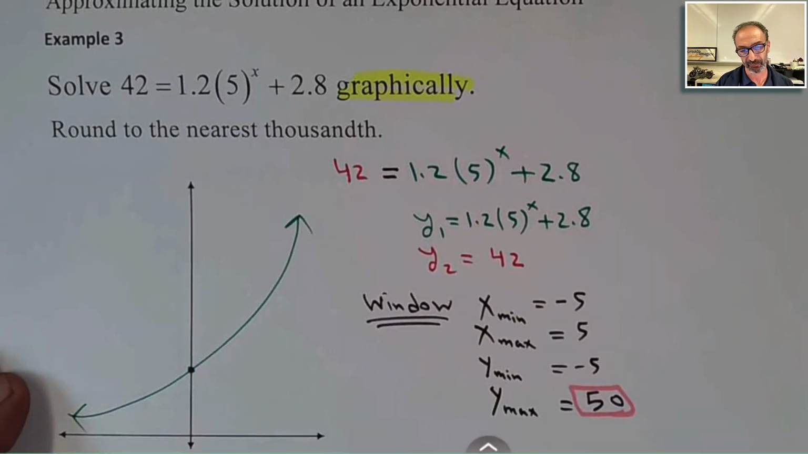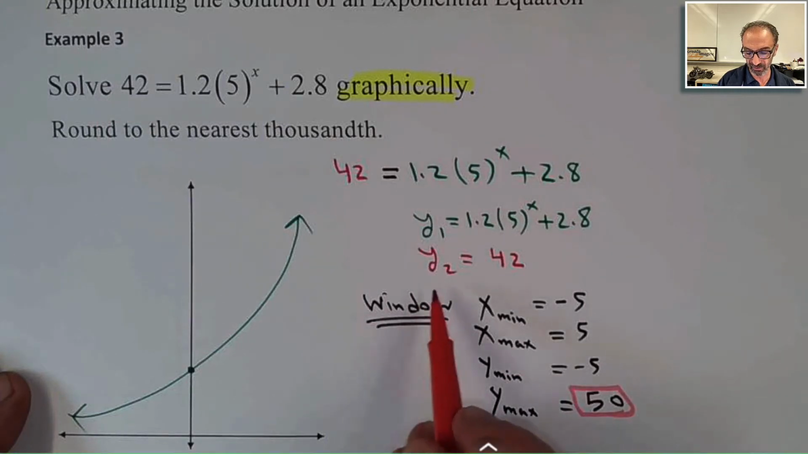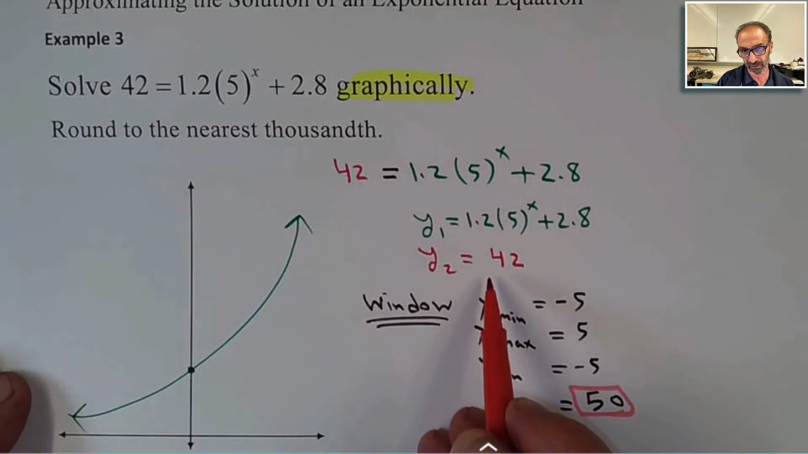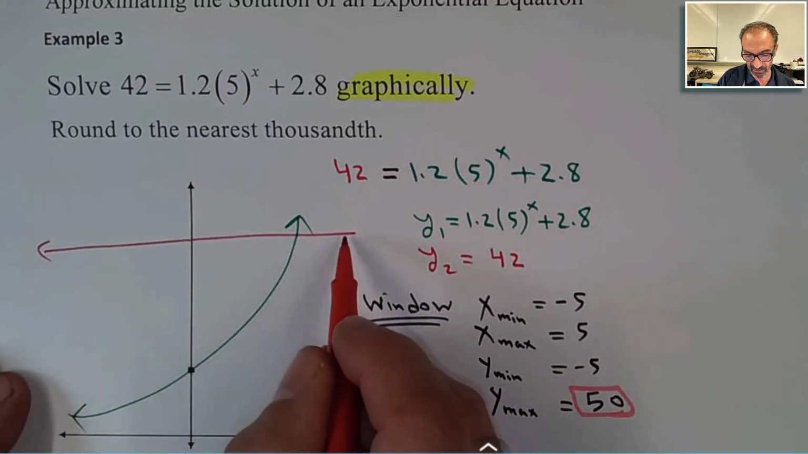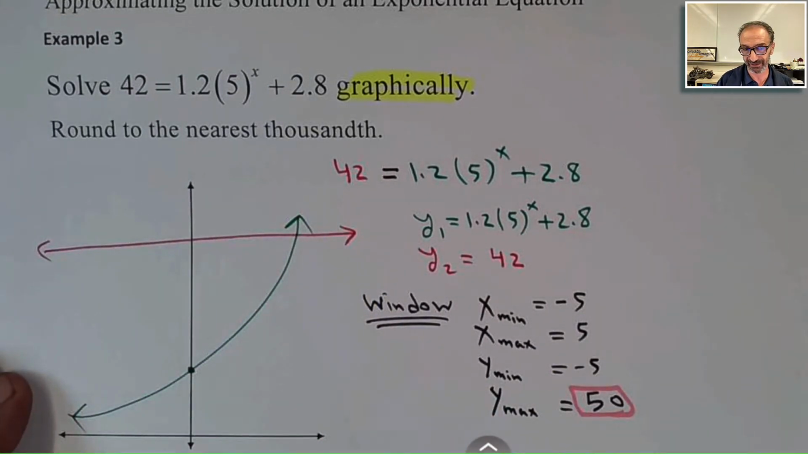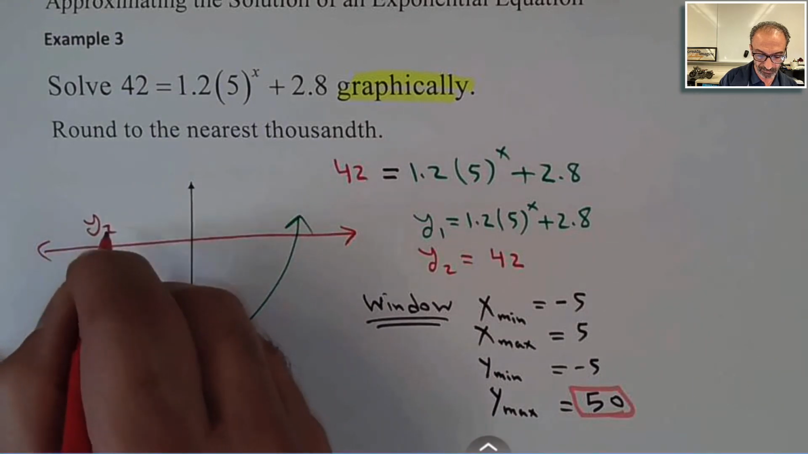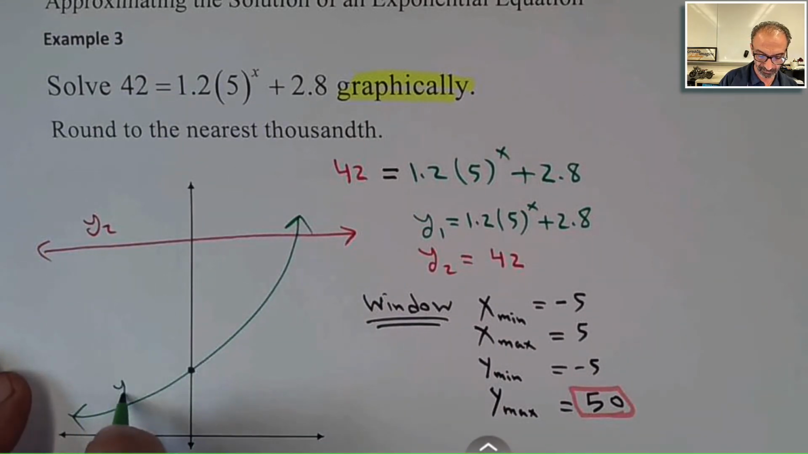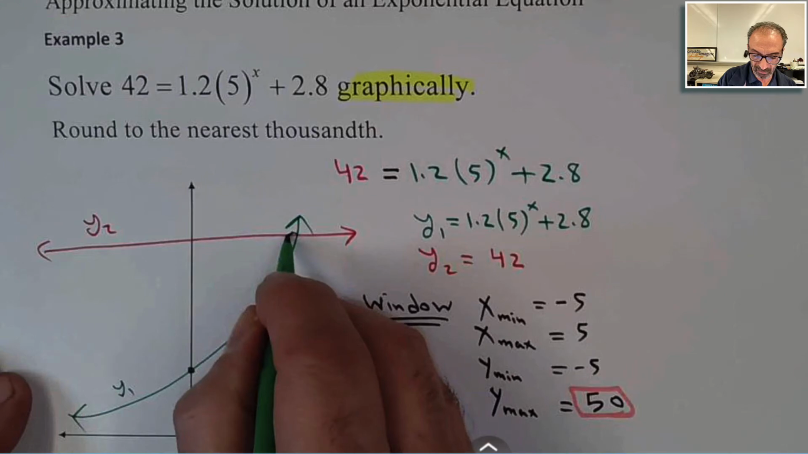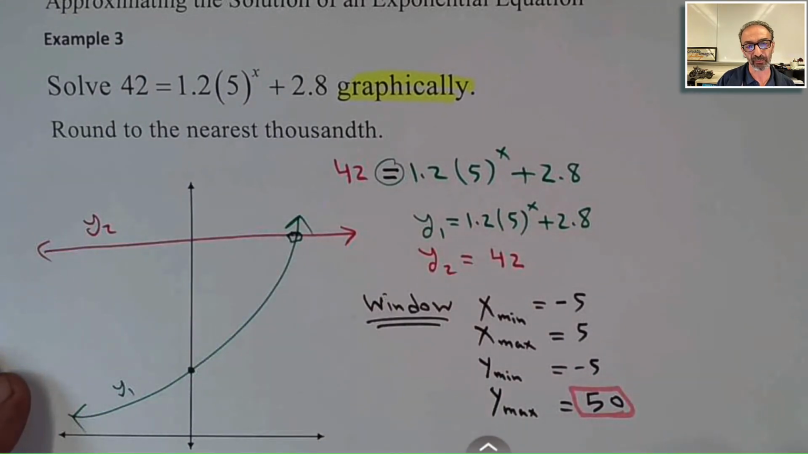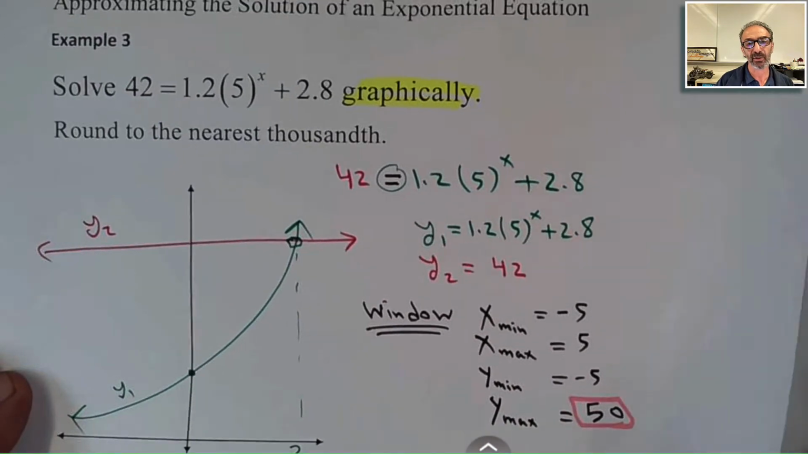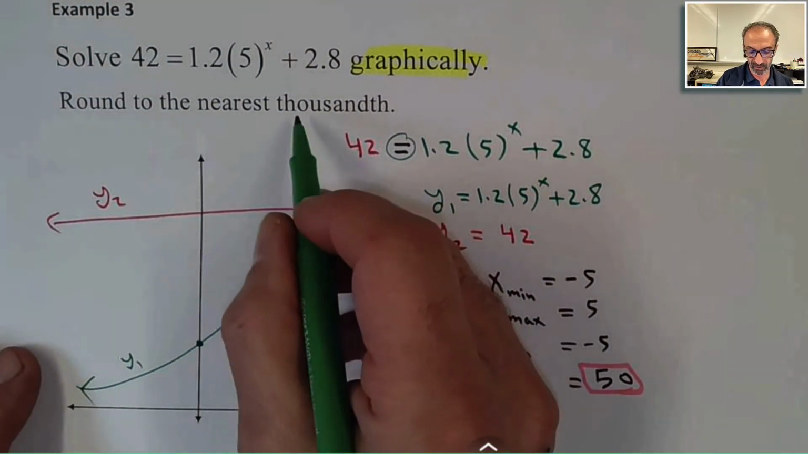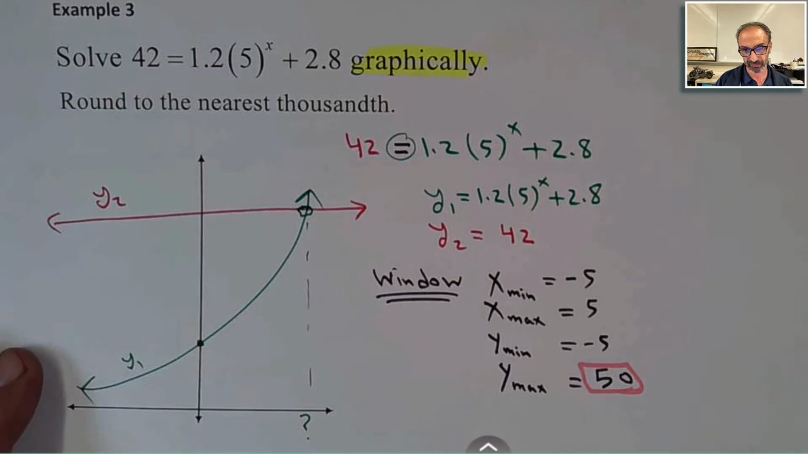Staying focused. Here's my y2. y2 is a horizontal line because it's fixed at 42 all the time, and it's not graphed to scale, as you could see, just to give you a concept, an idea. So this is y2 and this is y1. Where they meet is where they are equal. That's what we're trying to find. How much is this x, up to the nearest thousandth.